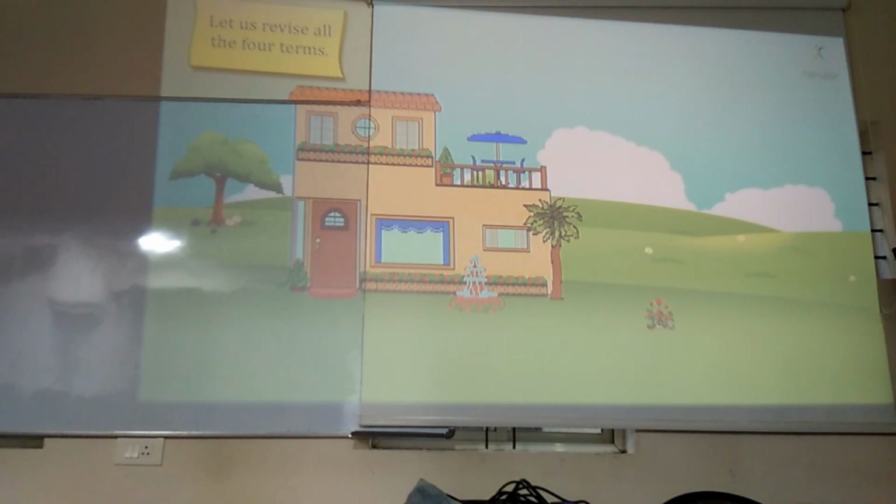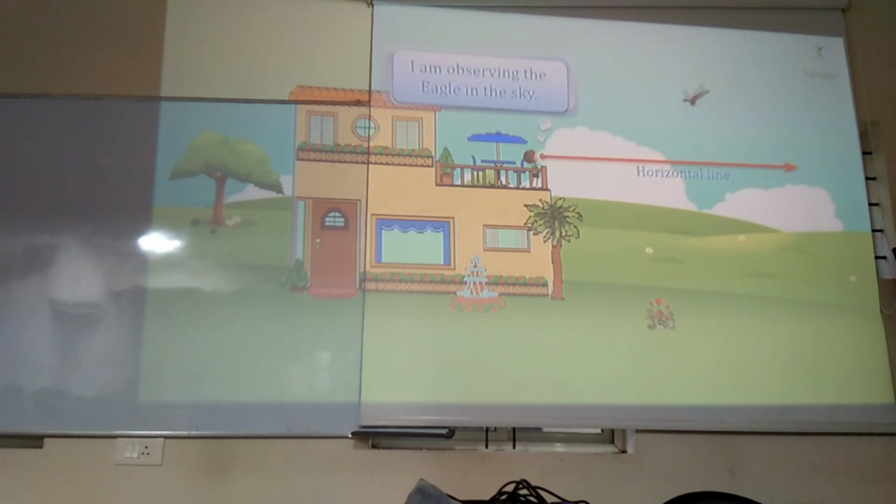Do you want to revise all the four terms now? Because these are the ones which help us in solving the problems. There's a boy looking parallel, that is called a horizontal line. There's an eagle, you can see the eagle is flying. It's at the same place, it's waiting. He is observing the eagle. That is the line of sight, and the angle made with it is the angle of elevation.